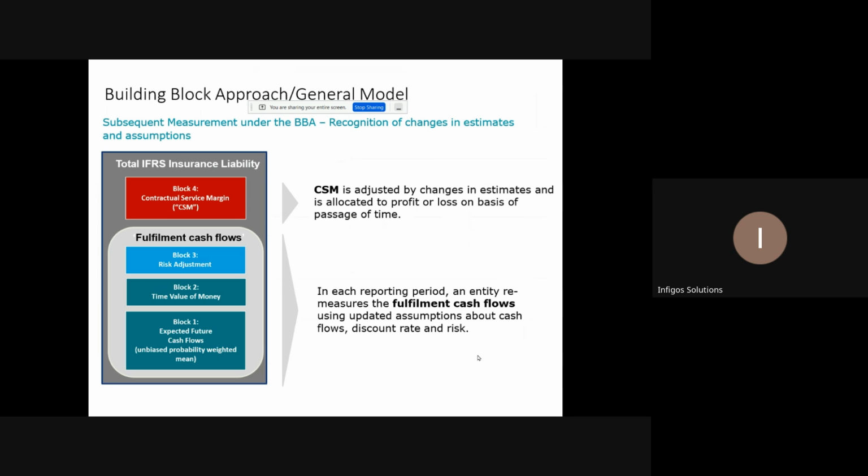Okay. So all these three are called fulfillment cash flow, and this is called insurance contract liability.